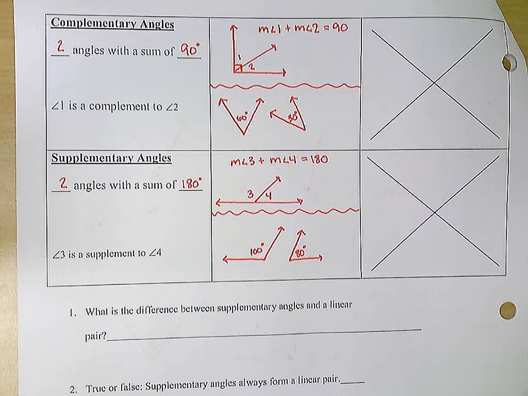Easy way to remember the difference between the two, because students tend to get them flip-flopped. Complementary starts with a C, that comes before S in the alphabet, and 90 comes before 180 for our numbers. So 90 before 180, C before S. Good way to remember?